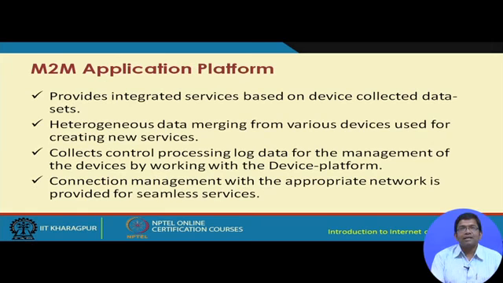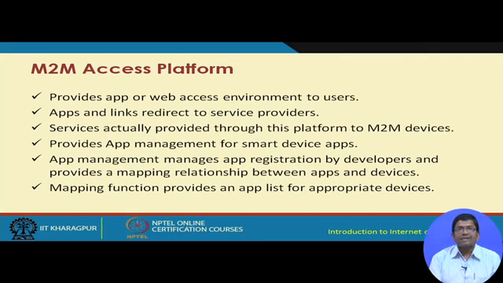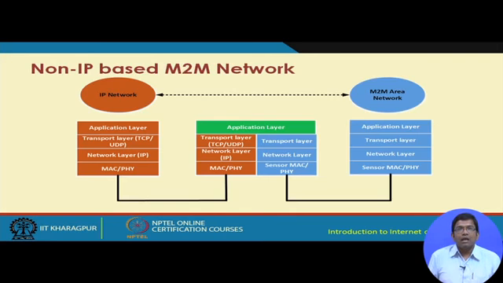The application platform provides integrated services based on the device collected data, and the heterogeneous data merging is done in this particular platform. From various devices, the data that is obtained is used for creating new services. The access platform basically provides an app or web access environment to users. The apps and the links redirect to the service providers. The services are actually provided through this platform to the M2M devices, and this access platform provides the app management for smart device apps.